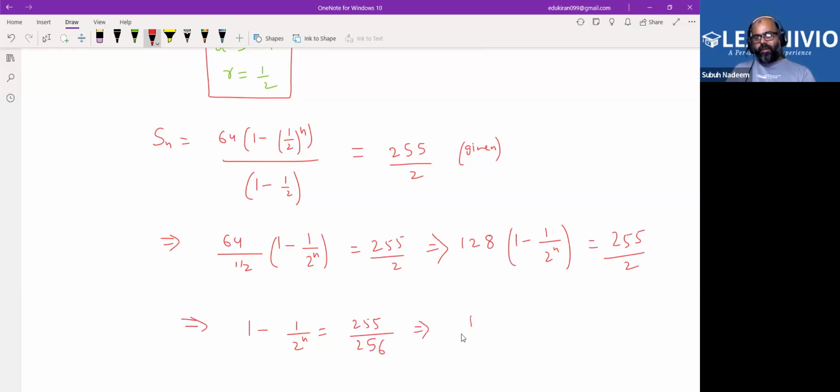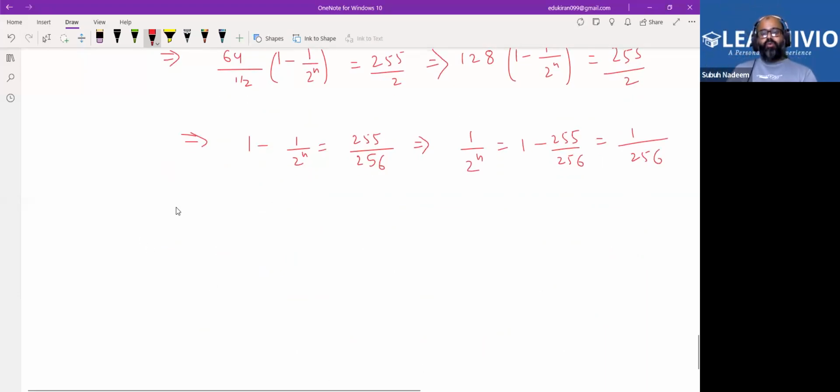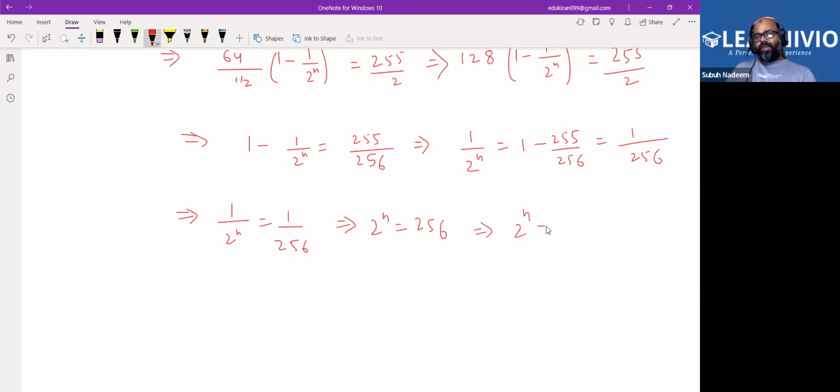So this will become 1 by 2 to the power n is equal to, if you take it on one side, 1 minus 255 by 256. Now, if you take LCM, it will become 1 by 256. So what we get here is 1 by 2 to the power n is equal to 1 by 256, which means 2 to the power n is 256, taking reciprocal on both sides. 256 is actually 2 to the power 8. So you will get n is equal to 8.